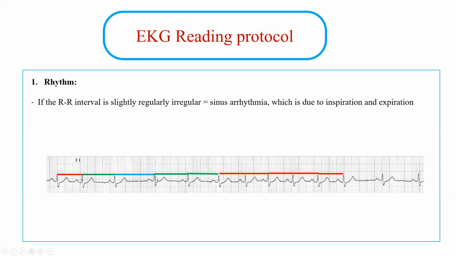So if you can see, there is a slight pattern here. It's not that great a difference between the RR intervals, just small changes in the RR interval. And after that, the cycle happens again. We have a prolongation of the RR interval. So we can say this patient has a sinus arrhythmia due to recording the EKG during inspiration and expiration.